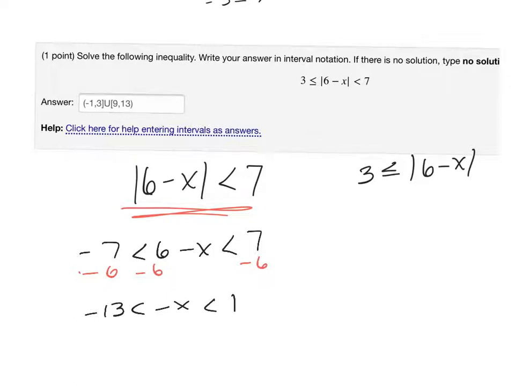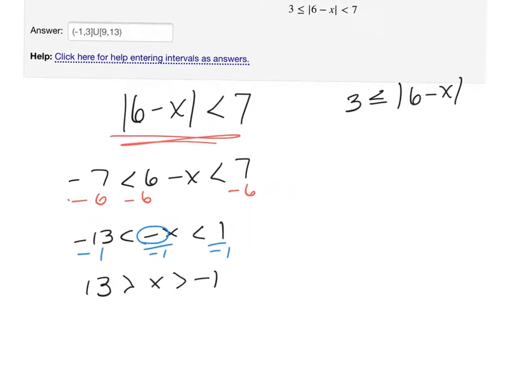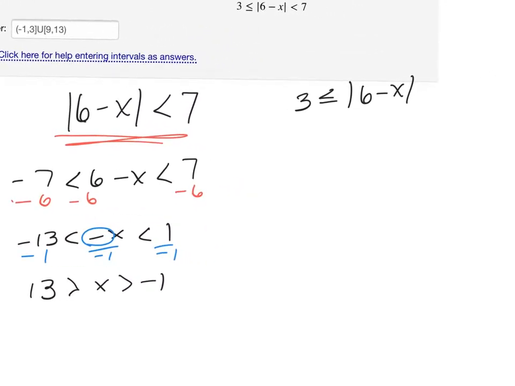Now, I need to get x isolated. That negative there is not isolated. So I need to divide everything by negative 1. So I'm going to share out that negative 1. So negative 1 here, negative 1 here, and negative 1 here. What happens with the inequalities, though, is it changes direction, right? So this becomes positive 13 is greater than x, which is greater than negative 1. So that's that one. So we have that part. But we also have this additional part over here. And I'm just going to rewrite it as the absolute value of 6 minus x is greater than or equal to 3.